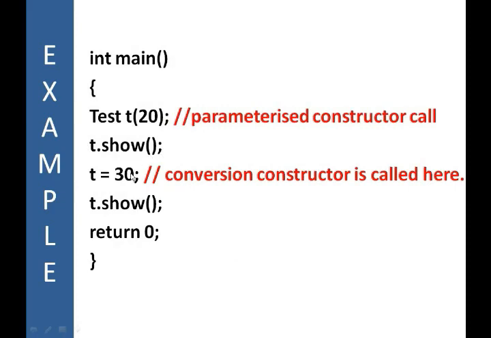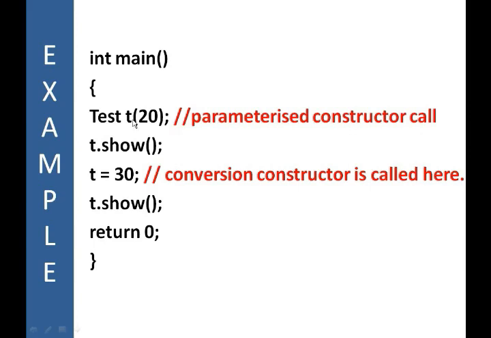Then see the next statement, t equal to 30. Here the L value is t, that is an object variable, but the R value is an integer constant 30. So an integer constant is assigned to an object, t equal to 30. This is a conversion from integer to object. Actually, this time the parameterized constructor or the conversion constructor is called, and 30 will be copied into the parameter. That parameter will be assigned to the private variable of t, and t.show prints 30.